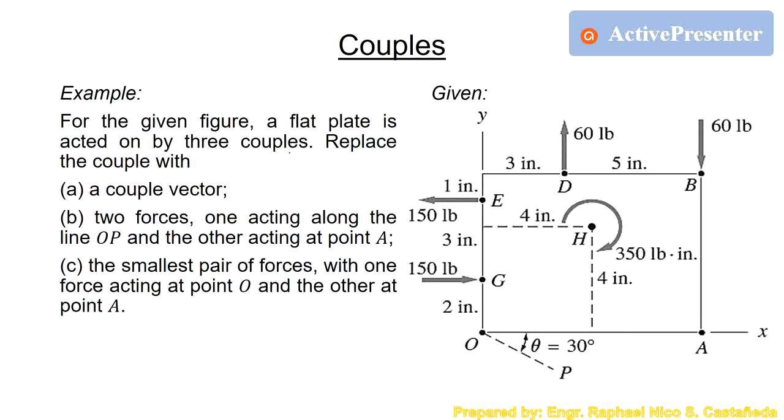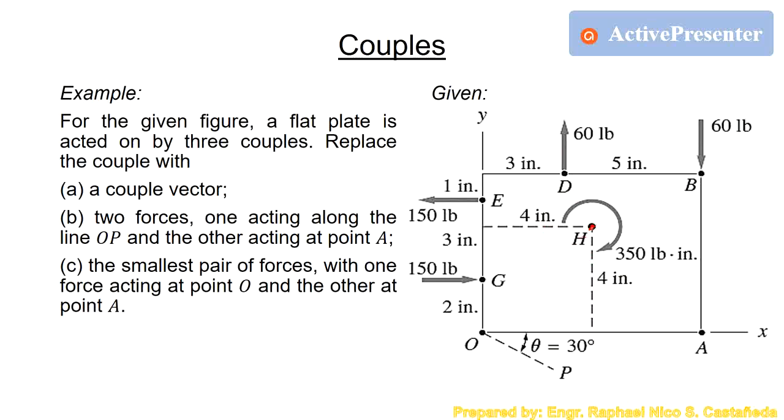For our next problem, we have a two-dimensional force system. For the given figure, a flat plate is acted on by three couples as shown. We have the first couple, a pair of 60-pound forces, 5 inches apart. We have a pair of 150-pound forces, 3 inches apart, then a 350-pound-inch couple. As you can see, we have couples acting at certain points.